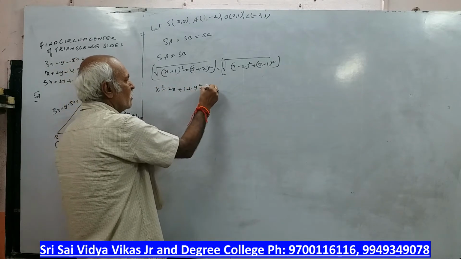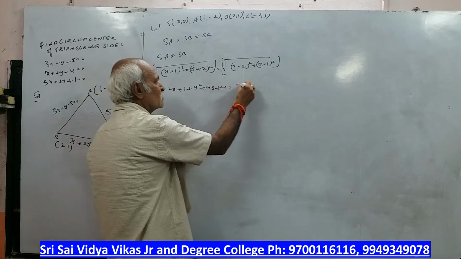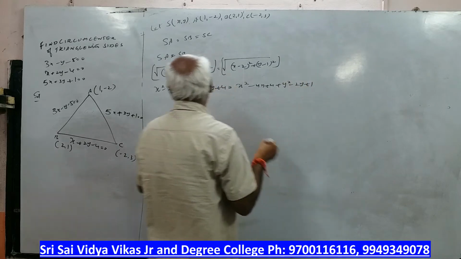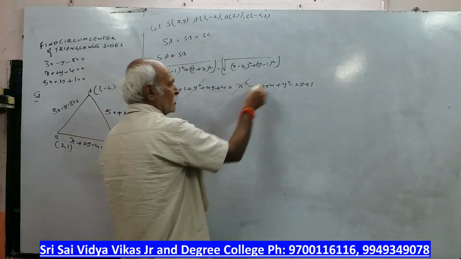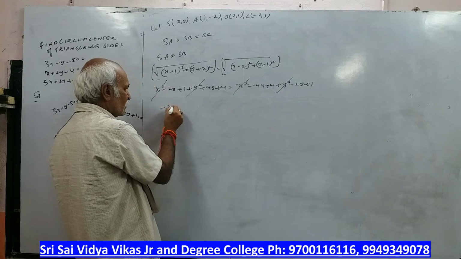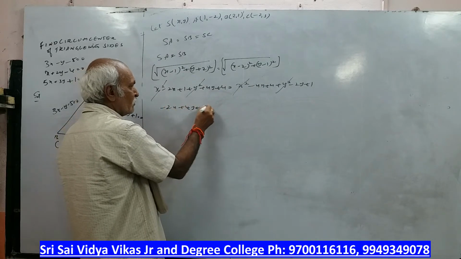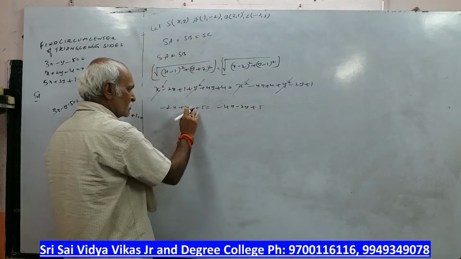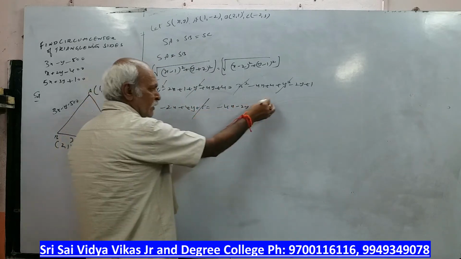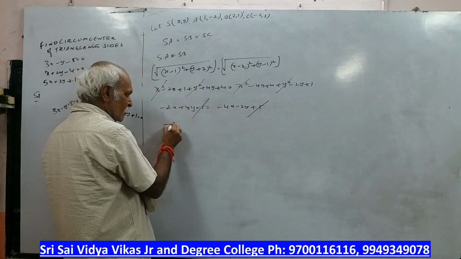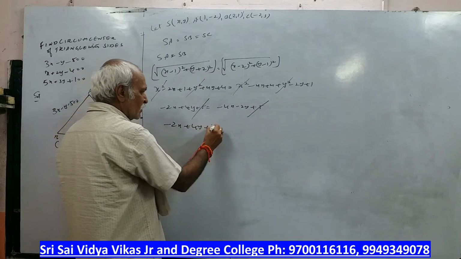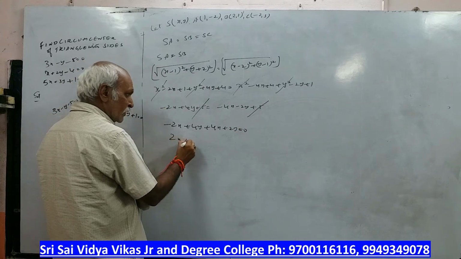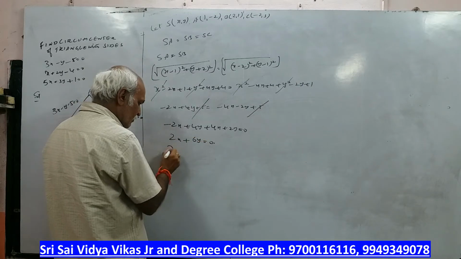Plus y square plus 4y plus 4 minus 4x plus 4 plus 1. Again x square y square, x square y square. Here minus 2x plus 4y plus 5 is equal to minus 4x minus 2y plus 5. Observe here, plus 5 will get cancelled. Bring the term this side. Minus 2x plus 4y plus 4x plus 2y is equal to 0. 4x minus 2x, 2x plus 6y is equal to 0.